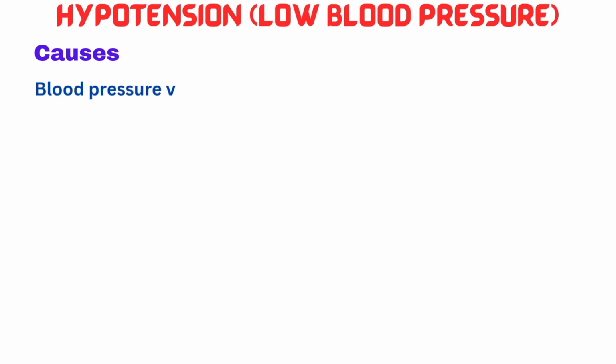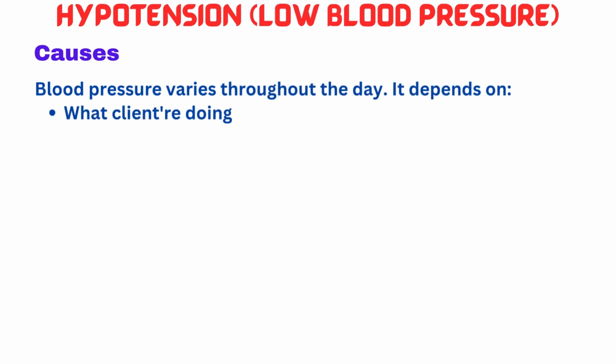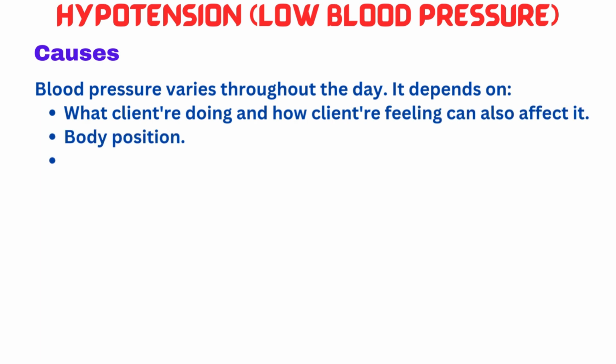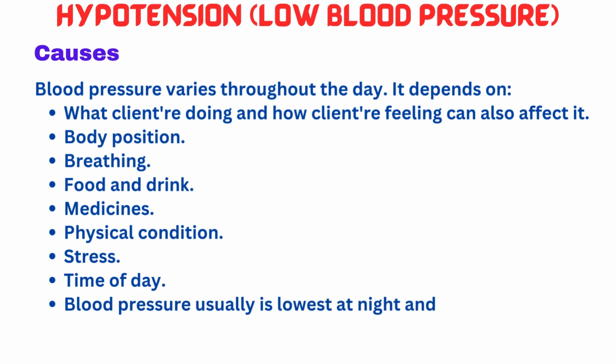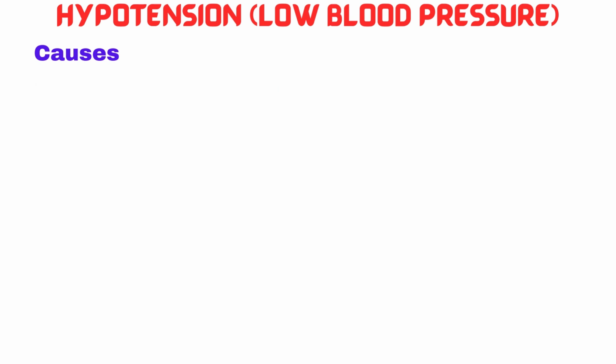Blood pressure varies throughout the day. It depends on what clients are doing, and how clients are feeling can also affect it. Blood pressure depends on body position, breathing, food and drink, medicines, physical condition, stress, and time of day. Blood pressure usually is lowest at night and rises sharply on waking. Hypotension can happen for a wide range of reasons.